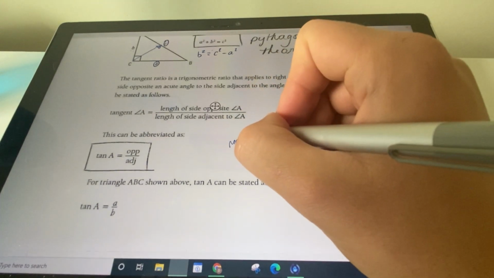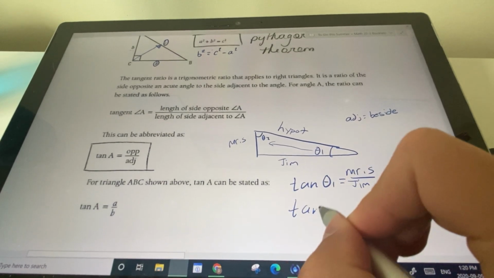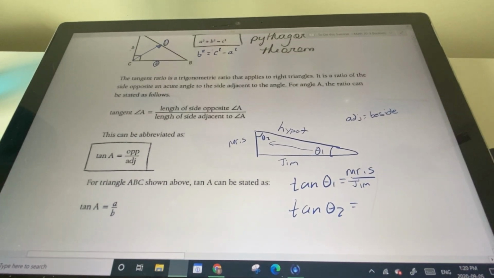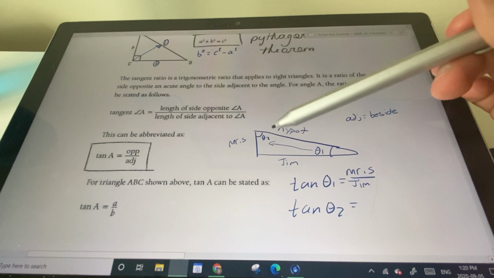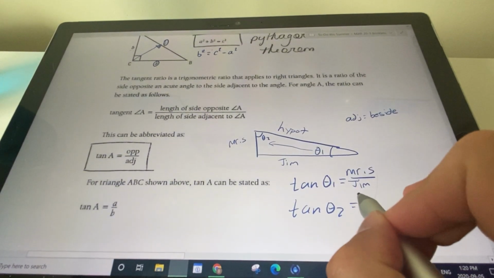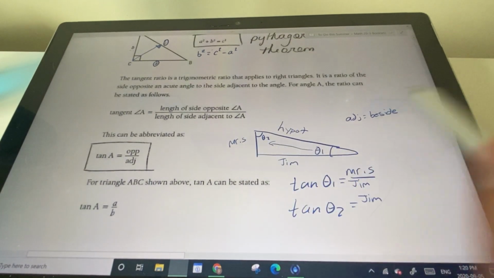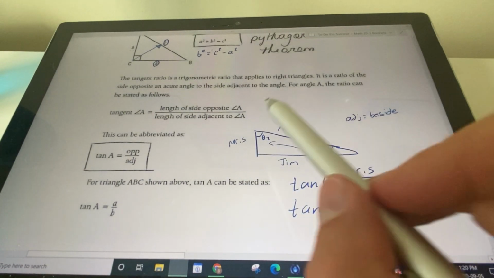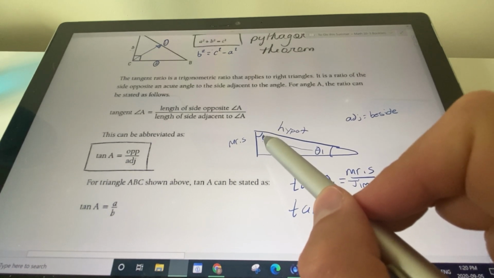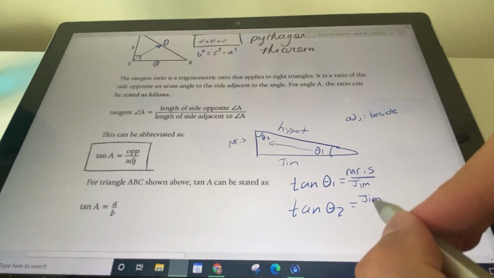Now, if we did it in terms of this other angle, let's call it angle 2. Angle 2 is going to be different. Tan angle 2, well, what's the opposite side to angle 2? The opposite side is Jim this time. So Jim is going to go on the top. And the adjacent side, remember, hypotenuse can only be hypotenuse. So that means the adjacent side to angle 2 would have to be Mr. S.